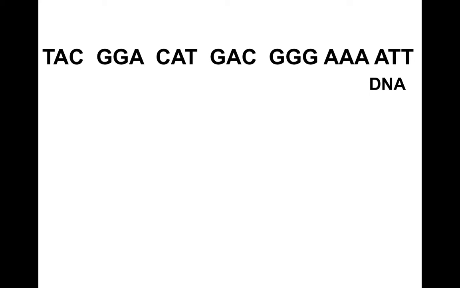So the first thing that we want to do is transcribe it, okay? We want to put it into messenger RNA. TAC is going to become what? I'm converting into RNA, so it's going to be AUG. So why don't you guys finish that? Go ahead and give me the whole messenger RNA, please.